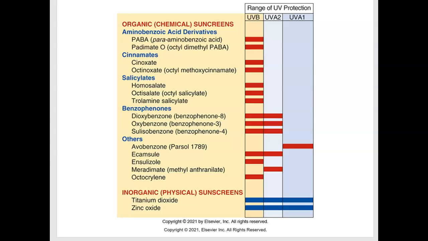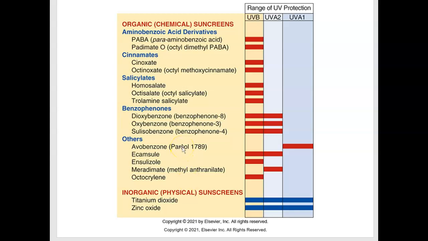Most of the 15 sunscreens on there are considered organic. Almost all of them absorb UVB, but only 6 absorb UVA, and only 1, avobenzone, absorbs UVA1. So to provide protection against all of that, products must contain mixtures, one of which must be avobenzone, this one here.